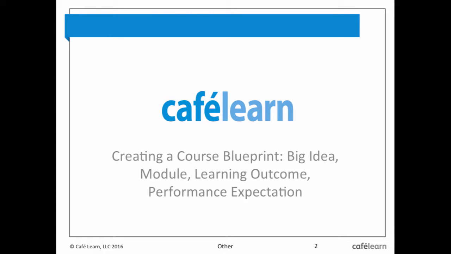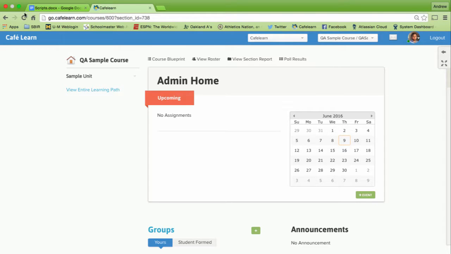The first step in creating a Cafe Learn course is by creating a course blueprint. The course blueprint is the roadmap of the course, where students can see where they are and what they are working towards. The course blueprint can be accessed on the home screen here on the top left.